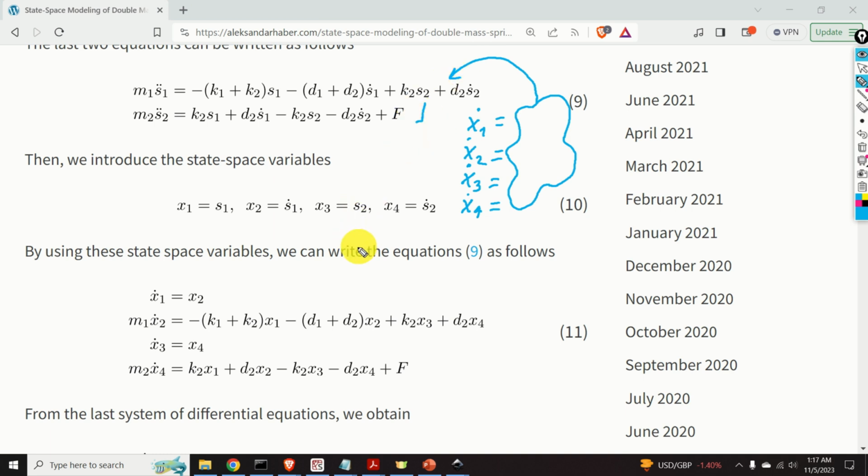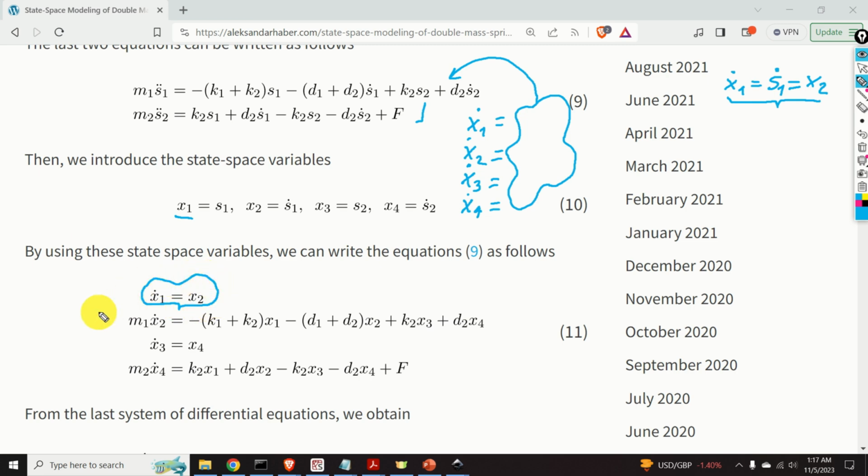Let's obtain the first equation. The first equation is super easy. Let's simply take the first derivative of x1. The first derivative of x1, and I will write it over here, x1 dot is actually equal to s1 dot. Now, by looking over here, we can see that s1 dot is actually equal to x2. And here's our first equation. This equation is given over here.